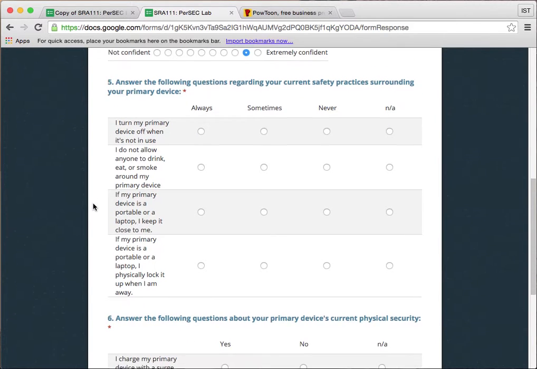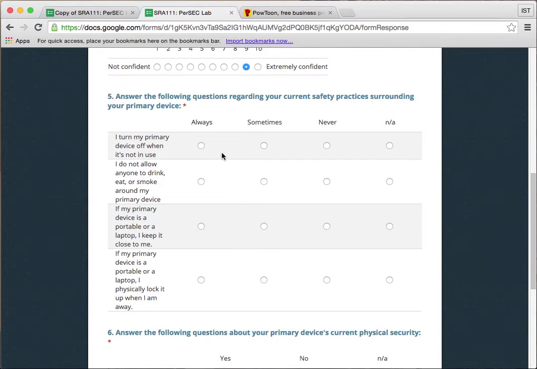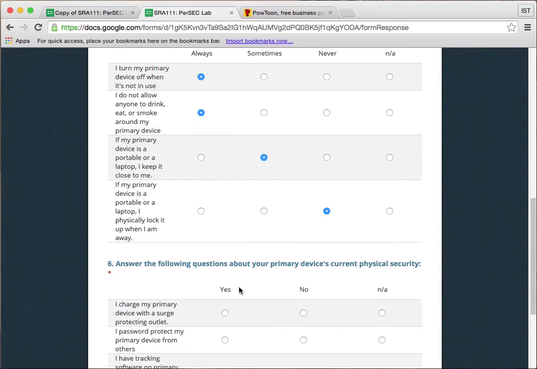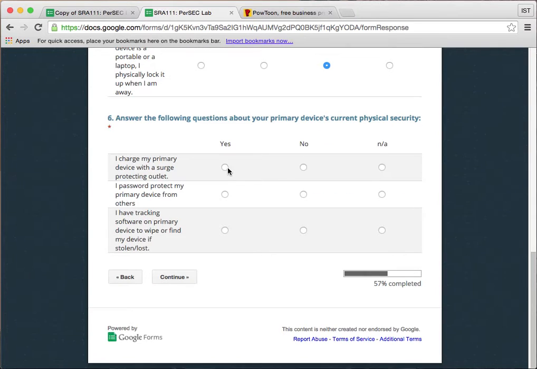For example, in question 5, talking about I don't allow anyone to eat, drink, or smoke around my primary device. Maybe people don't think about that, you know what I mean? So it's just a lot of things to keep them aware and keep them thinking about what they do every day, so they can reflect on that in the discussion questions. So physical security, I'll just be breezing through.